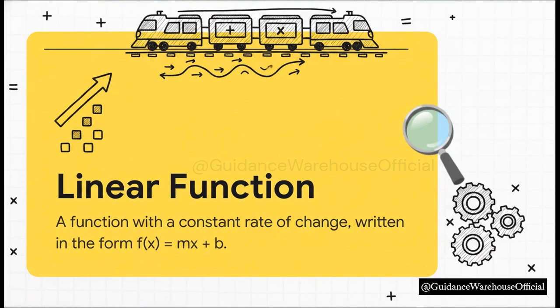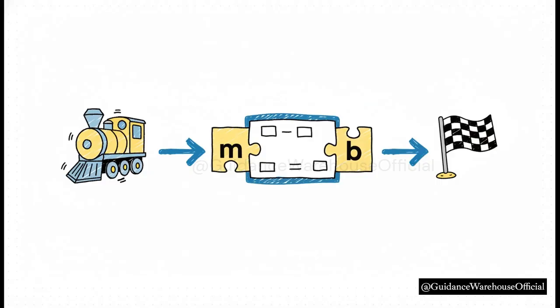So at its very core, a linear function is just a relationship that has a constant rate of change. And the whole thing boils down to this incredibly elegant and powerful formula, f of x equals mx plus b. Trust me, every single piece of our train problem has a home in this equation. Let's see how this works.